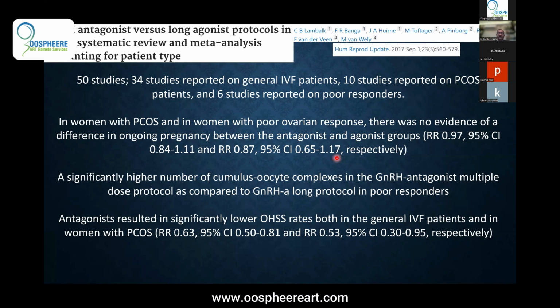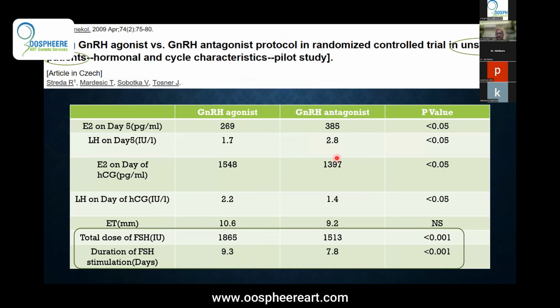When you use an agonist trigger, it displaces the antagonist, attaches to the receptors itself, and causes a flare effect, because of which we get an LH surge. That is beneficial for us in PCOS patients, where we are able to reduce the OHSS rate. So antagonist has been proven till now. Remember, when you are handling PCOS, normal responders, or poor responders, antagonist is our first choice in almost all categories of patients.